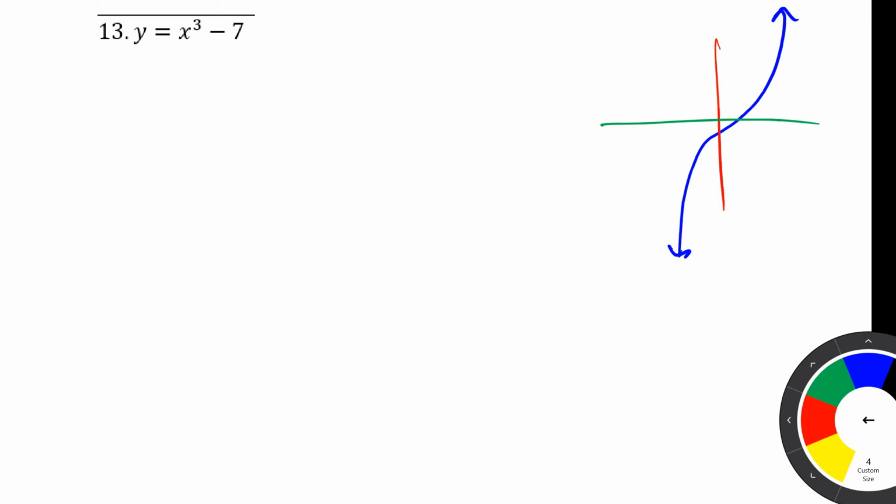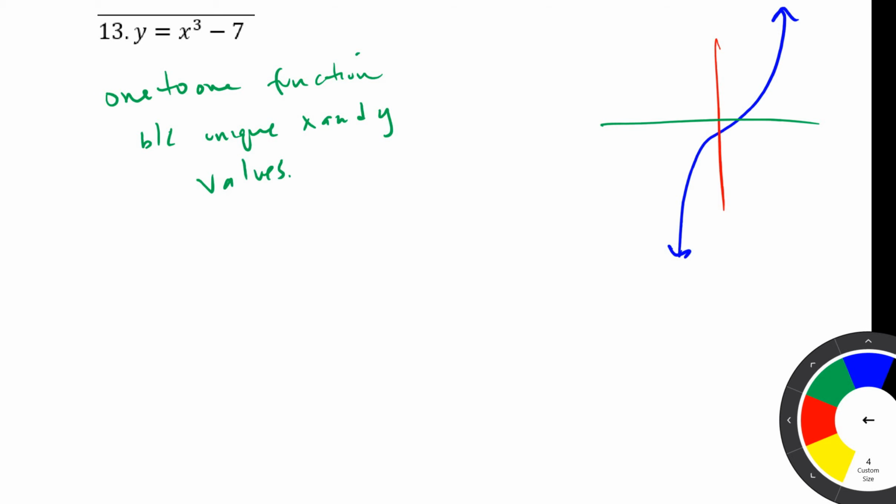So I can say one-to-one function because unique x and y values. Right? The x and y values will never repeat. You'll never see the same x value in the table or the same y value in the table.